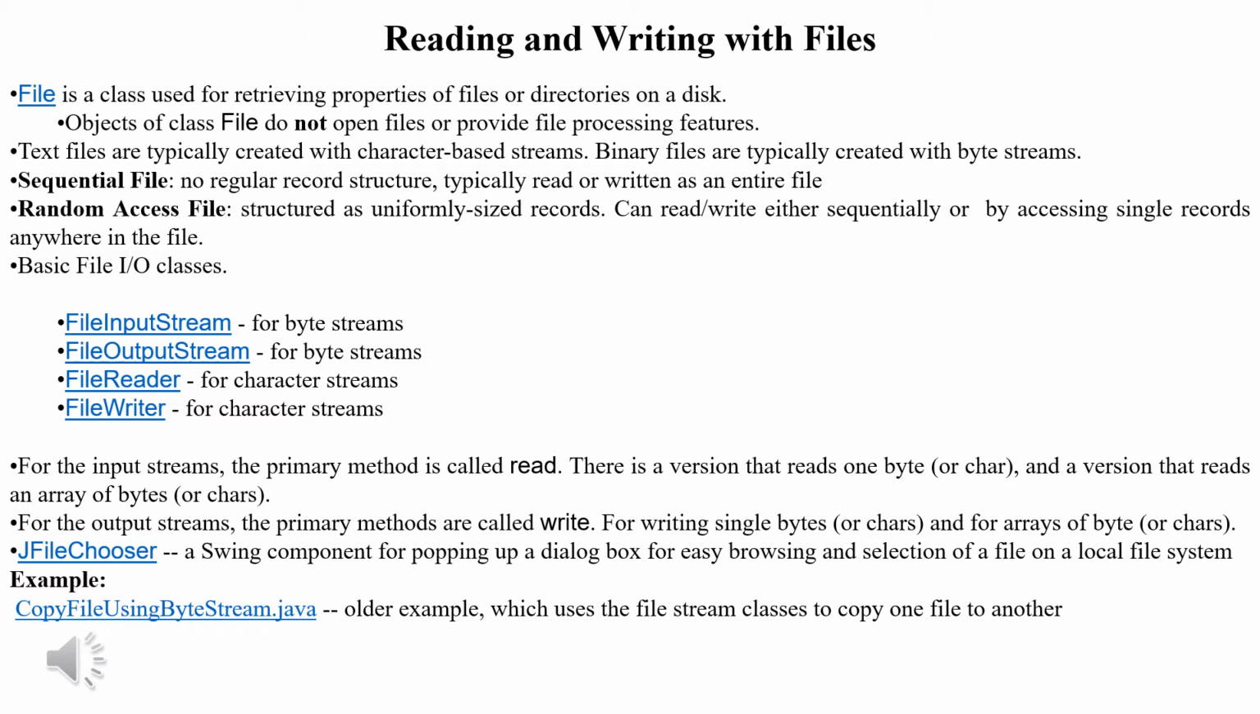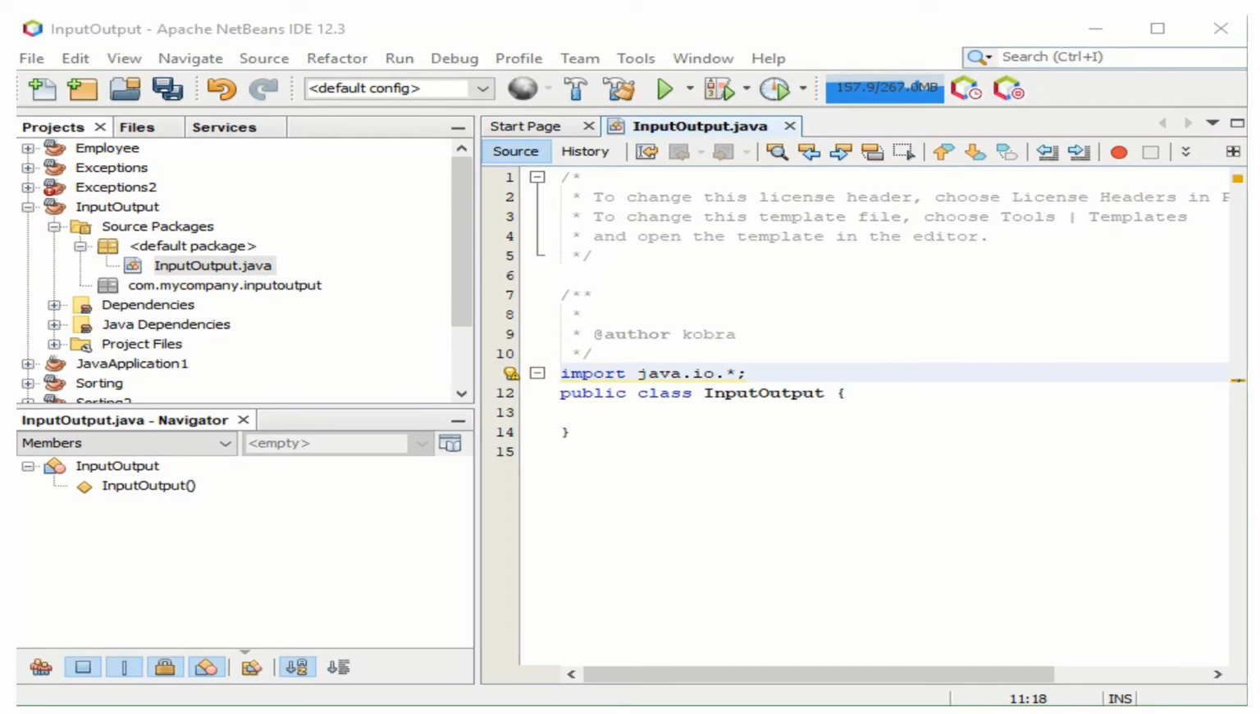We have four basic classes for file input-output. FileInputStream and FileOutputStream for byte streams, and FileReader and FileWriter for character streams. So let's see one example of input and output with files.